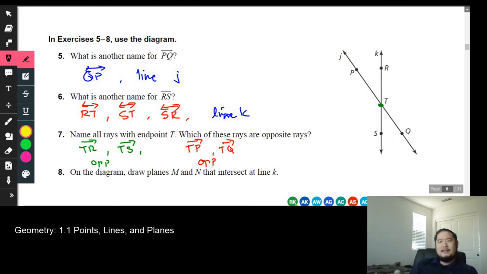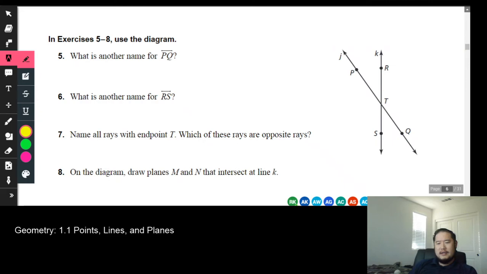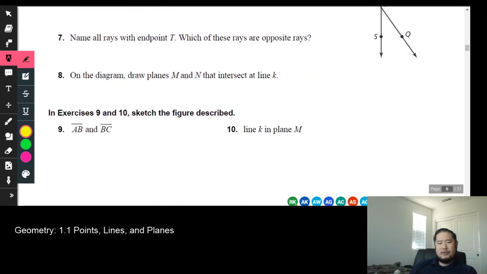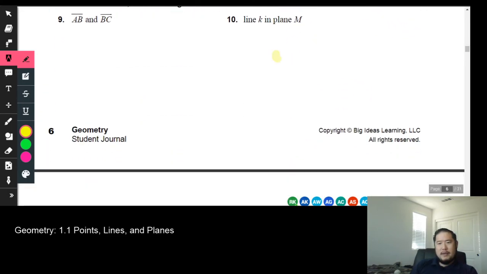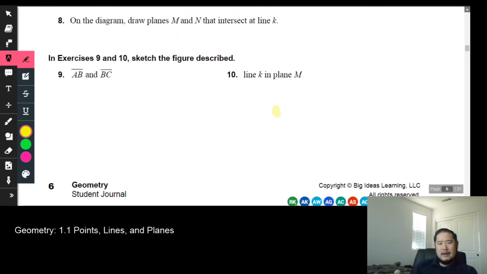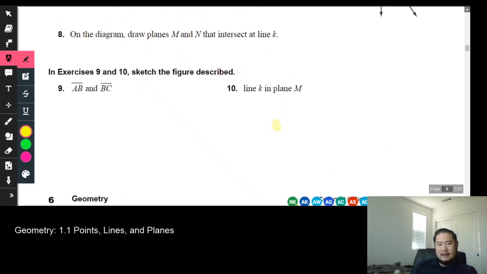Number 8, you're going to have to try to get creative, get used to drawing things and imagining things in 3 dimensions. That's something that you are going to have to get better at. And let's take a look. They say let's draw planes M and N that intersect at line K. You may not be great at drawing 3-dimensionally, but we'll get better at that as time goes on.